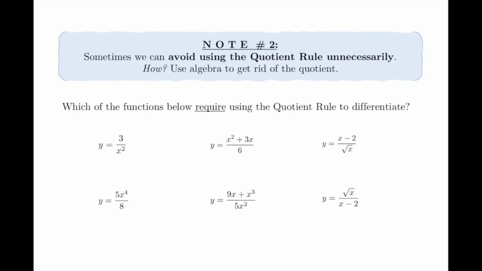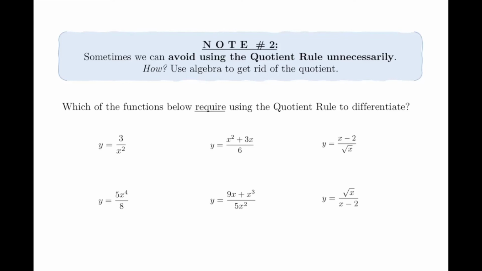The second note, which goes just in line with the first note, is that sometimes we can avoid using the quotient rule unnecessarily. The quotient rule is actually our most complicated formula to use when we're finding derivatives. So if you can avoid using the quotient rule, then you probably should. Pause this video and see which of the functions below will absolutely require using the quotient rule to differentiate. In other words, you cannot use algebra to get rid of the quotient on one or more of these.